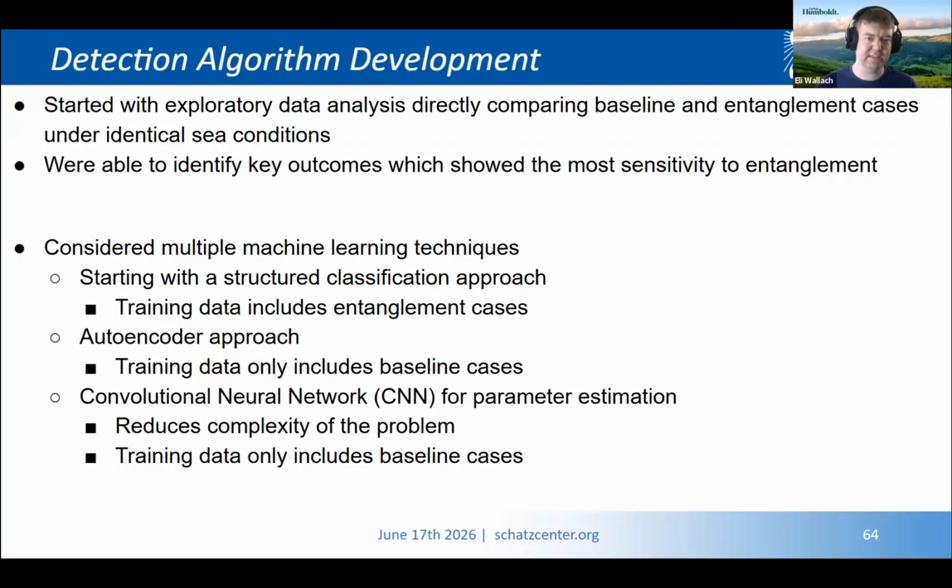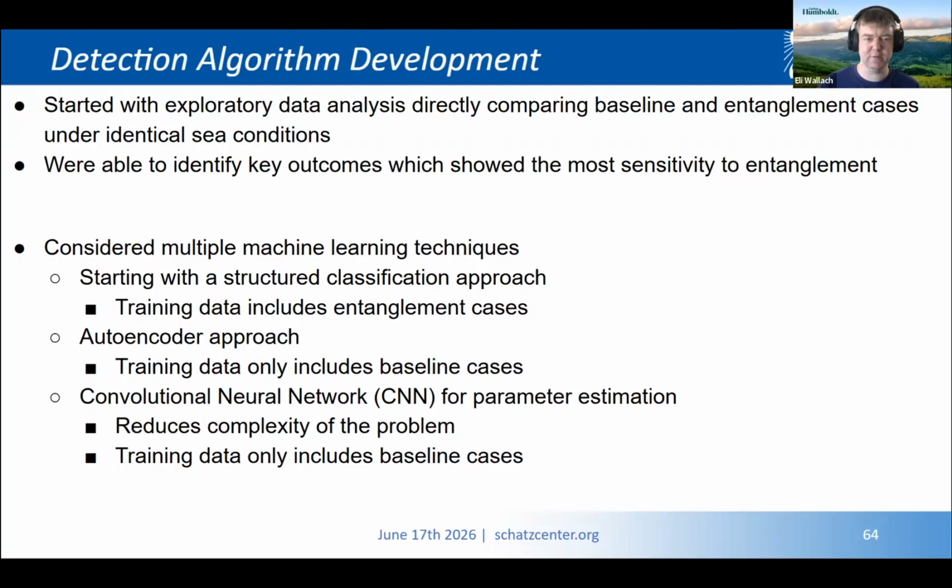We started considering a structured classification approach. The main issue we saw with this approach is its reliance on entanglement data for training of the neural network. In this simulation setting, it may be possible to generate these different entanglement cases, but for a real-world deployment, gathering sufficient sample size of the wide range of entanglement cases that could exist is likely not possible. So we moved on to thinking about some other approaches.